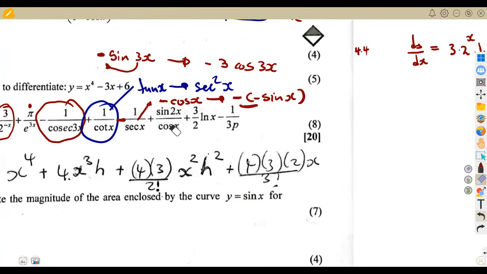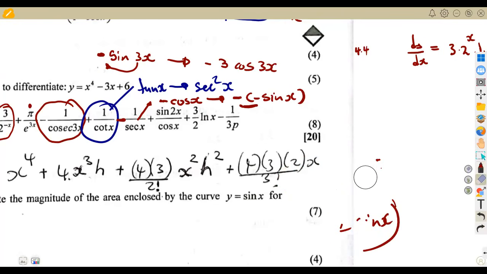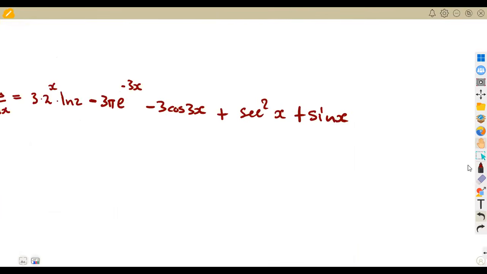Now we've got sine 2x over cos x, all right? Remember that sine 2x is equal to 2 sine x cos x. This is the identity. We talked about this, all right? Over cos x. So this will cancel, and we remain with the 2 sine x. What is the derivative now of 2 sine x? That is the question. The derivative of 2 sine x is 2 cos x, all right? So the answer there was supposed to be 2 cos x.